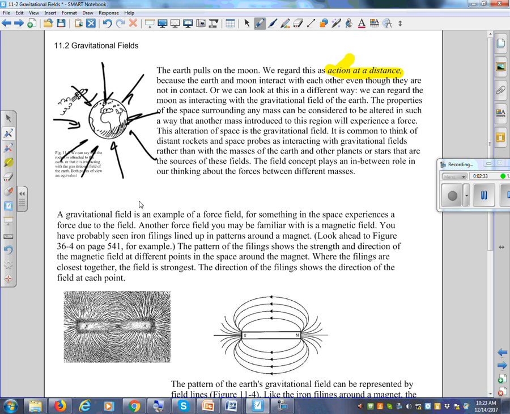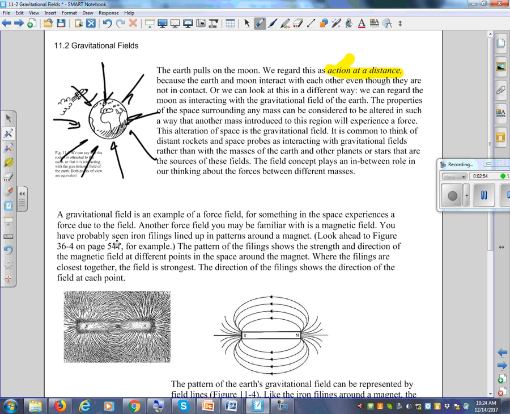Gravitational field is an example of a force field. Something in the space experiences a force due to the field. Another force field that you may be familiar with is a magnetic field. You've probably seen iron filings lined up in patterns around a magnet. You guys ever seen that kind of thing before? Teacher puts a magnet down, sprinkles some iron filings on a piece of paper. I don't see a lot of yeses, so I'll maybe do that for you someday.